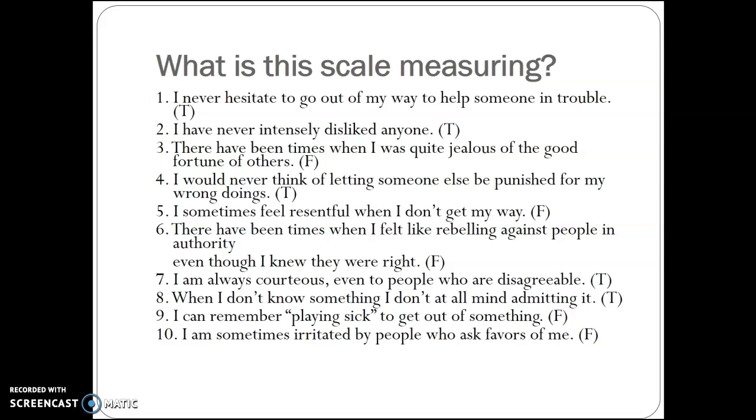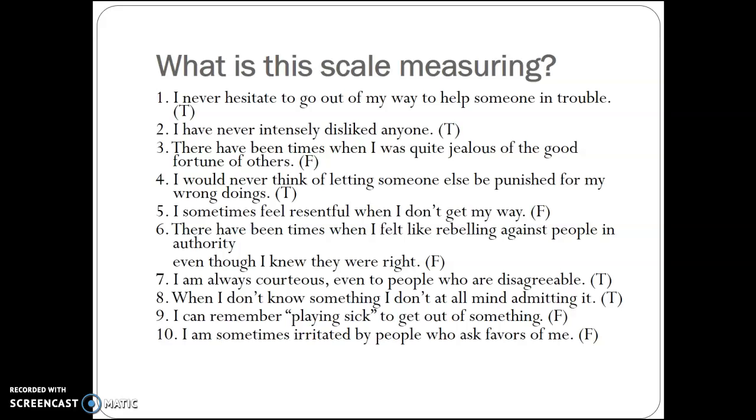Let's look at number 2. I have never intensely disliked anyone. That's probably false for me. That's clearly false for most of us. Although I try my best, it doesn't happen. So that's a false, which is not a match, and so my score is still a 1. Number 3. There have been times when I was quite jealous of the good fortune of others. Most likely false. Fortunately, jealousy is not one of my things, so I'm going to say false to that one. That's another match, so items 1 and 3 are matching. I would never think of letting someone else be punished for my wrongdoings. I'll say true to that one. That's another match. That's 3.